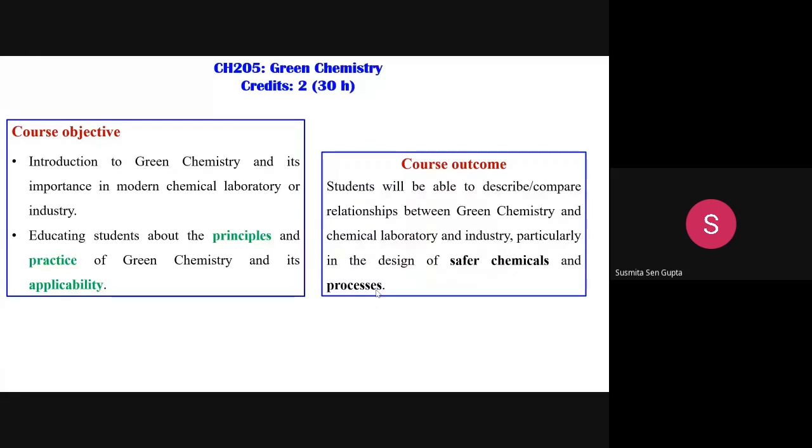So how can we go for sustainable development? That there is development but no harm to nature. How is it possible? That knowledge is there in green chemistry. It is a very interesting chapter. So we will do that: how the chemicals can be used in a safer way, how to use chemicals safely. All these we will discuss in the green chemistry chapter.